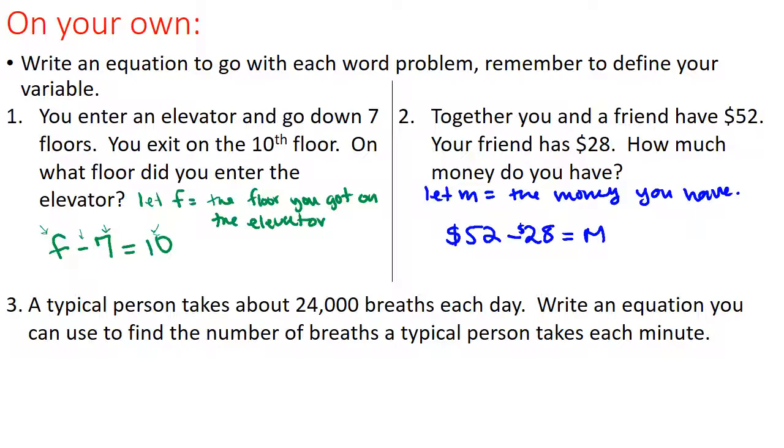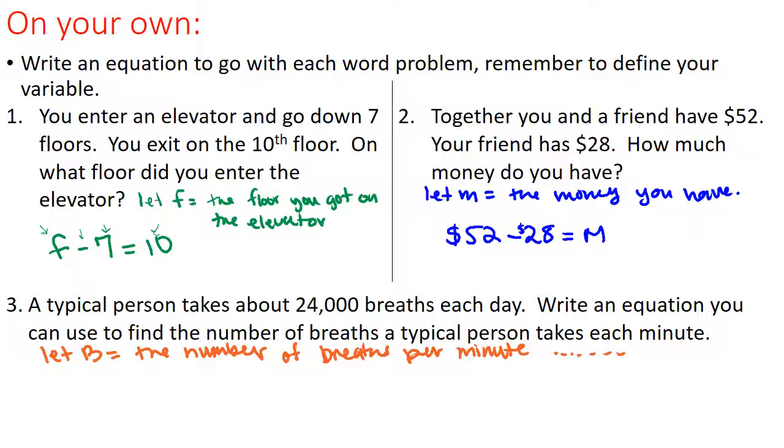Now, a typical person takes about 2,400 breaths each day. So we want to write an equation that we can use to find the number of breaths a typical person takes each minute. So the way that we could do this is we could let B equal the number of breaths per minute of a typical person. Okay? Now, we want to write an equation that helps me find B.